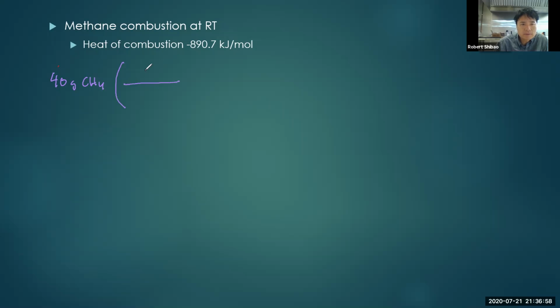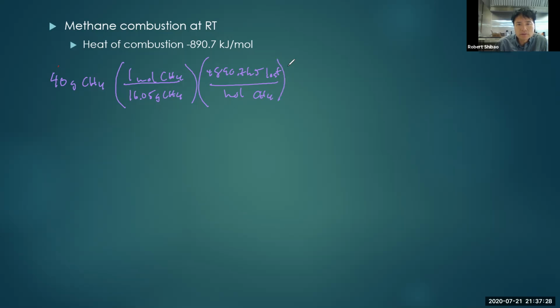The heart of stoichiometry is always a mole. So it's 16.05 grams of methane is 1 mole of methane here. And so grams to moles. And then here I'm going to use this. We got the ratio earlier. That is, there's plus 890.7 kilojoules of energy lost for every mole of methane. And so this is going to give me kilojoules.